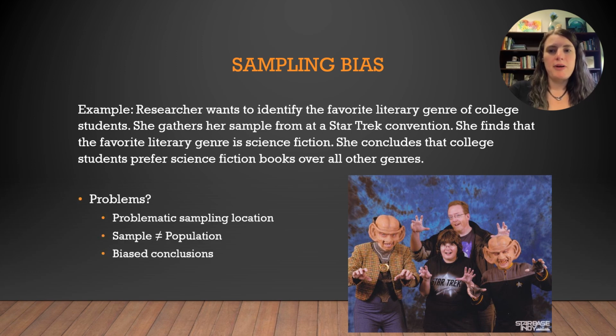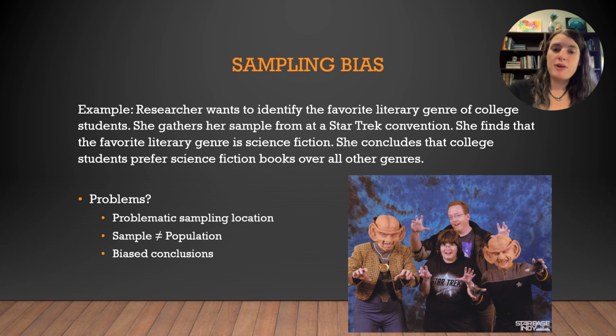What's the problem with my research? Well, you guessed it, the representativeness of my sample. The population that I'm trying to generalize to is all college students, but I'm gathering people from a Star Trek convention only. That means my sample is heavily biased towards those individuals who would attend a Star Trek convention, meaning they probably enjoy science fiction novels to begin with.